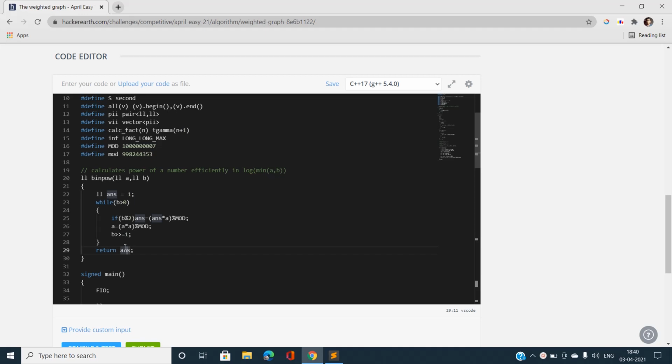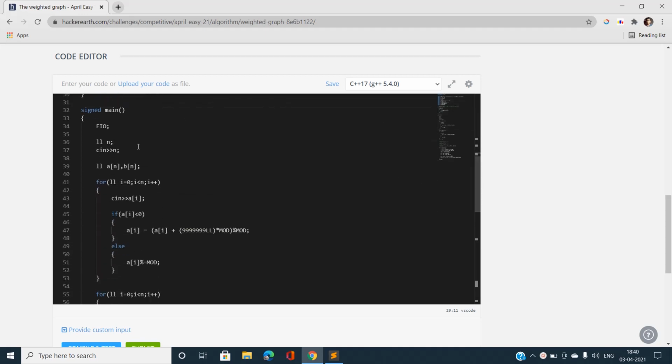Okay, this method is going to calculate in log of min of a, b time. Now in the main function you can see I have this an and bn array. Now you can see one slight modification that I have done. If ai is negative, I need to make it positive.